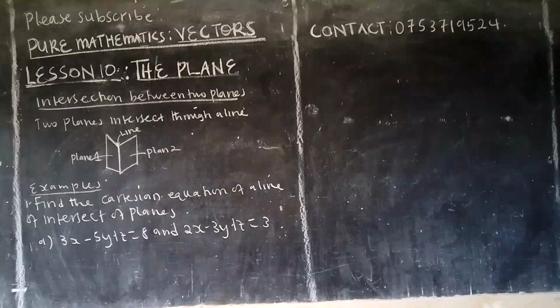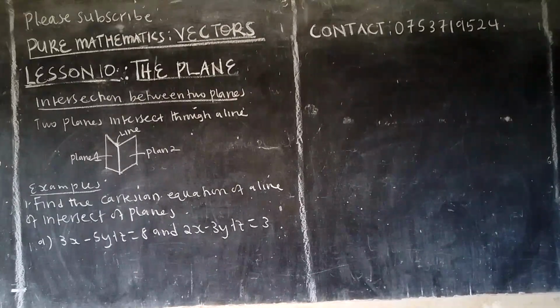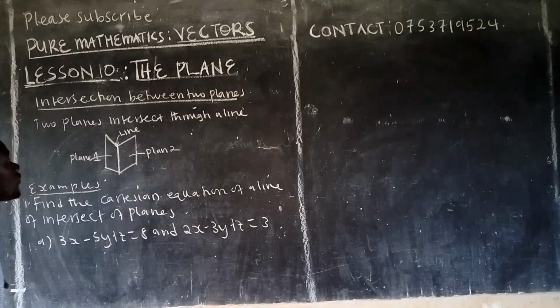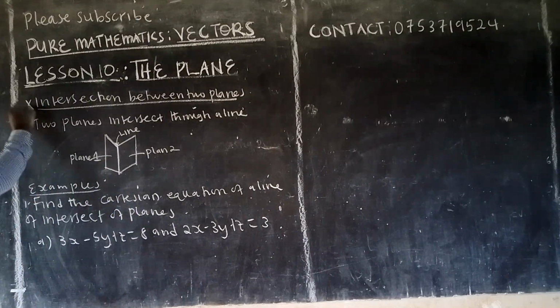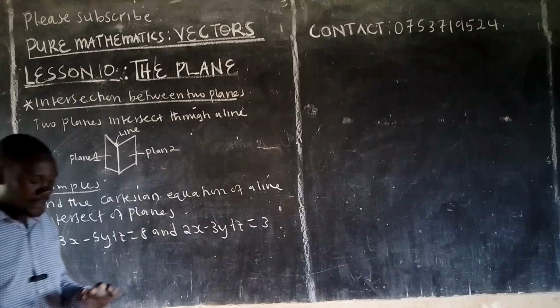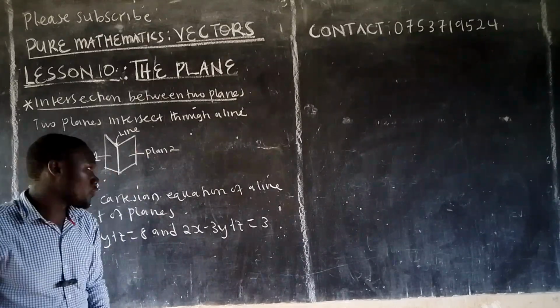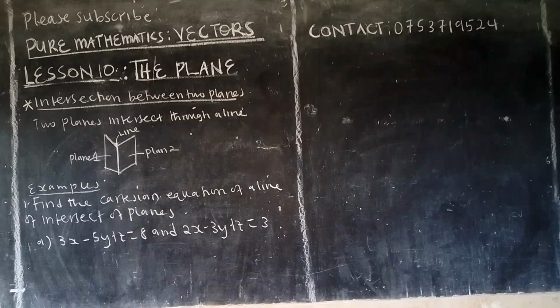All right, so we are in for the mighty vectors, and these are the last lessons. So we are now looking at intersection between two planes. This is the most technical part of vectors, and it challenges most of the people, but I guess it will be very easy. Now they're saying two planes intersect through a line. Yes. The point of intersection of two planes gives us a line.